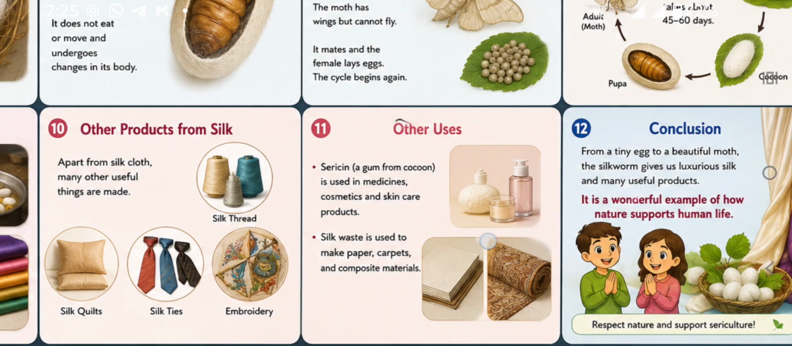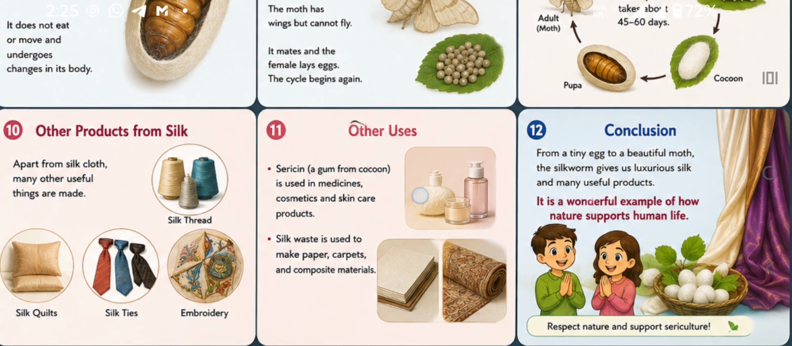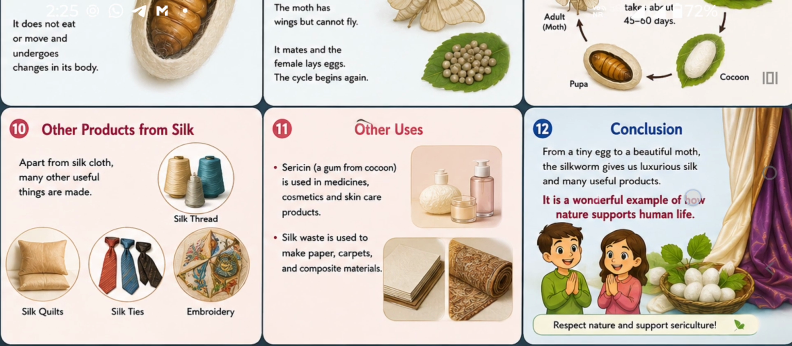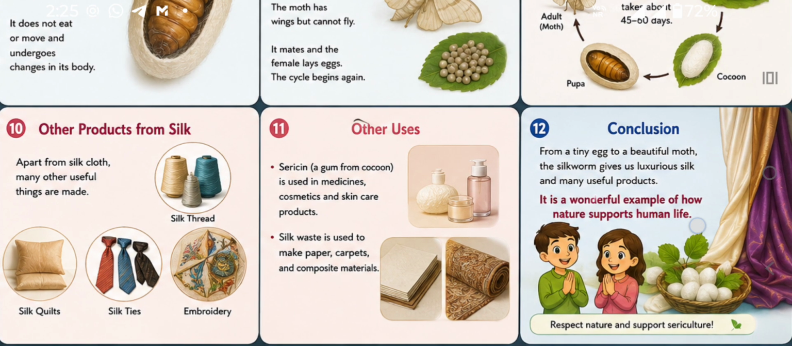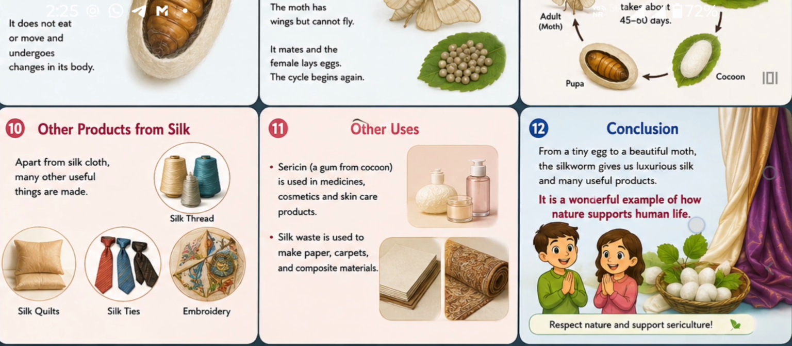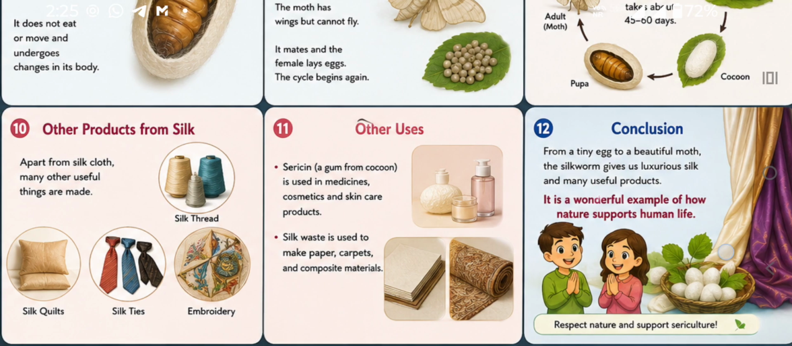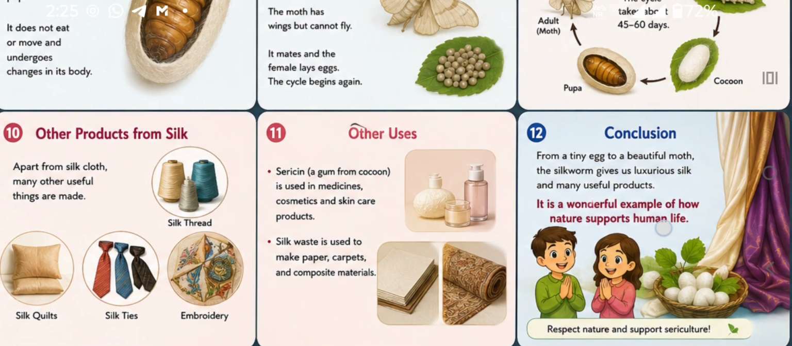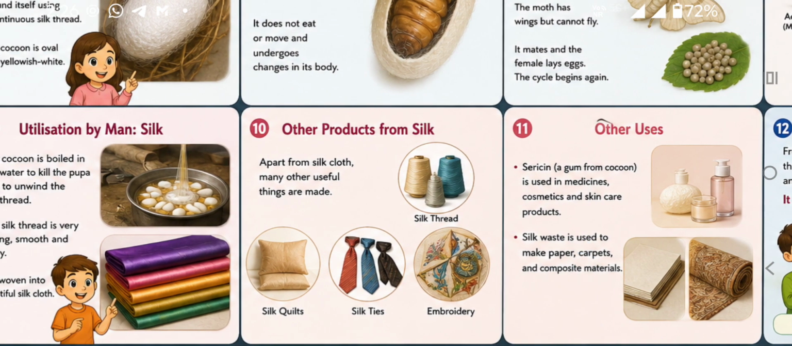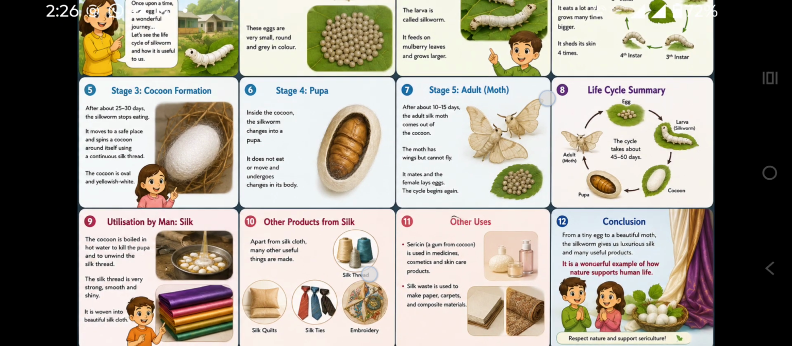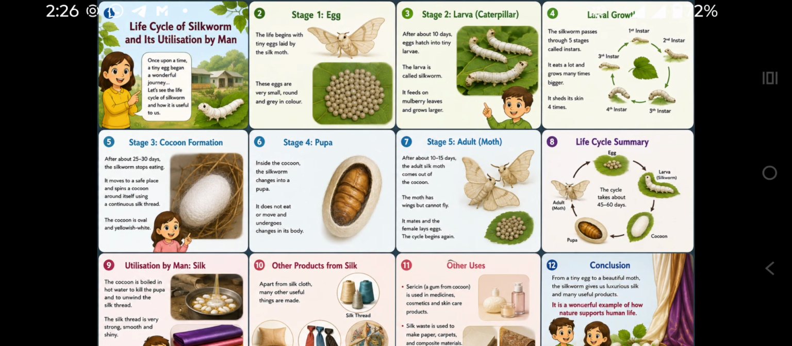So everything is used. Then we can conclude that from a tiny egg to a beautiful moth, the silkworm gives us luxurious silk and many useful products. It is a wonderful example of how nature supports human life. So respect nature and support sericulture. Sericulture means rearing and culturing of the silkworm. So this is the story of the silkworm.